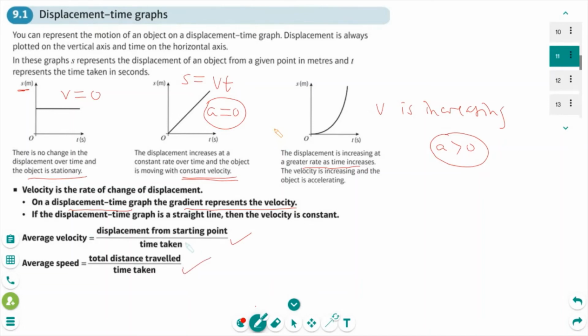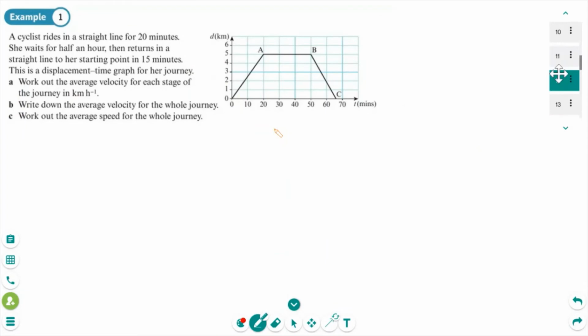There's one example I'll go through. This is a displacement time graph. They've used the letter D instead of S, but that's okay. I'm going to work backwards, it's easier. I'm going to do part C first: the average speed for the whole journey. So you need to work out the total distance divided by the total time.